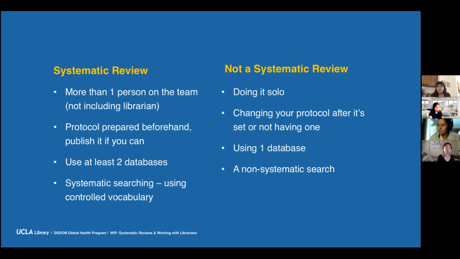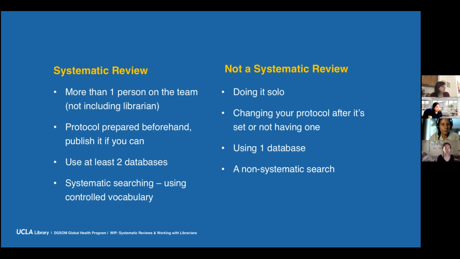Like maybe you think one thing, but someone else doesn't think one thing. And even better is to have a third person as a tiebreaker. But yeah, if you want to do something solo, it could be a systematic search, but it's not going to be a systematic review because it has that element of bias.